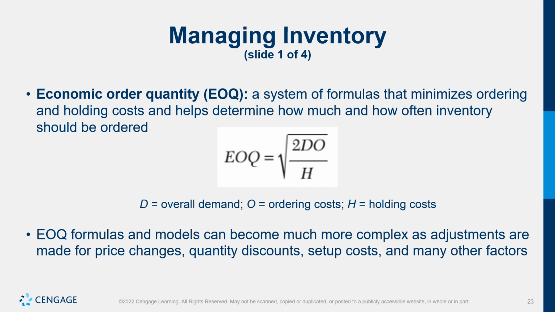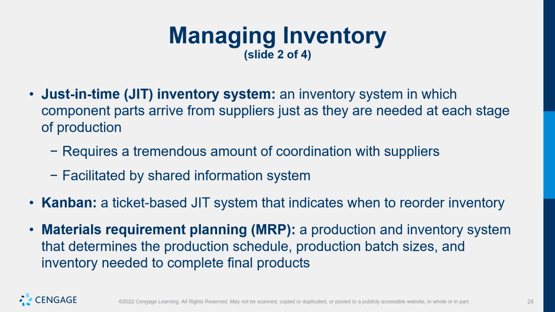Economic order quantity, EOQ, is a system of formulas that help determine how much and how often inventory should be ordered. With just-in-time inventory systems, component parts arrive from suppliers just as they are needed at stages of production. Kanban is a ticket-based just-in-time system that indicates when to reorder inventory. Materials requirement planning, MRP, is a production inventory system that determines the production schedule, production batch size, and inventory needed to complete final products.